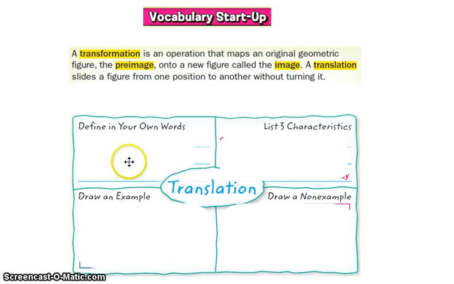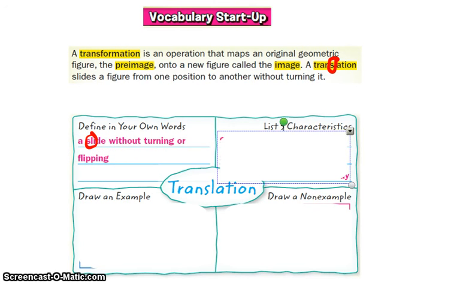Okay, so if we define in our own words, it's a slide. Make sure that you have the word slide, because to help you remember, a translation has an SL in it. See right here where it says translation has an SL? So does slide, okay? A slide has an SL. So if you can remember translation and slide, that's perfect, okay?